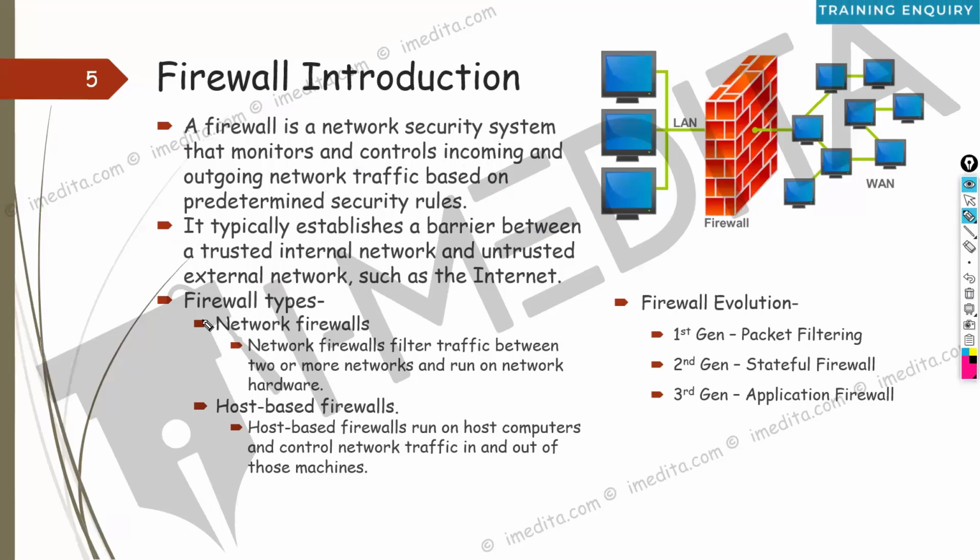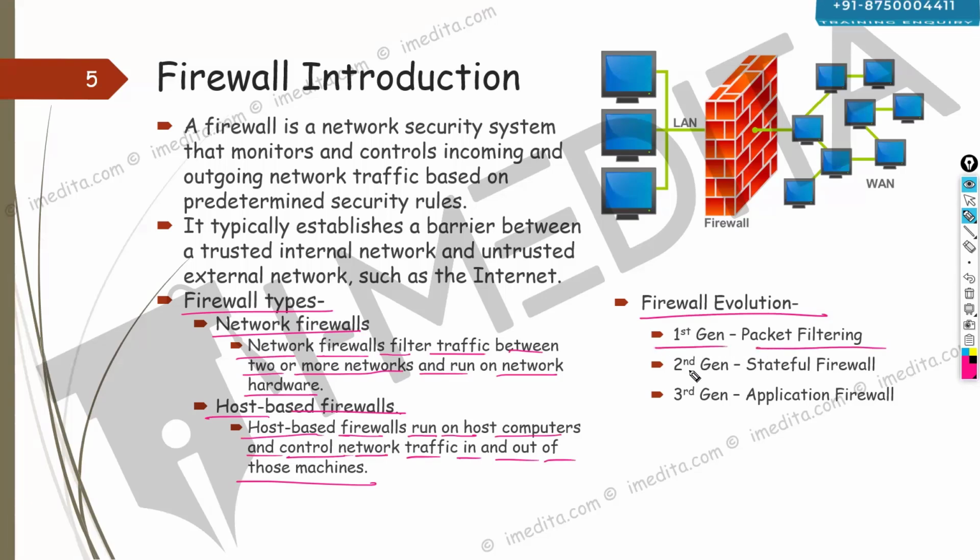Now, you can also see here firewall types. There are two types of firewall: network firewall. When we replace a router with a firewall, that firewall will be a network firewall. Network firewall filters traffic between two or more networks and runs on network hardware. Host-based firewall runs on host computers and controls network traffic which is coming in and out of those machines. There are three evolutions of firewalls: first generation packet filtering, second generation stateful firewall, third generation application firewall.